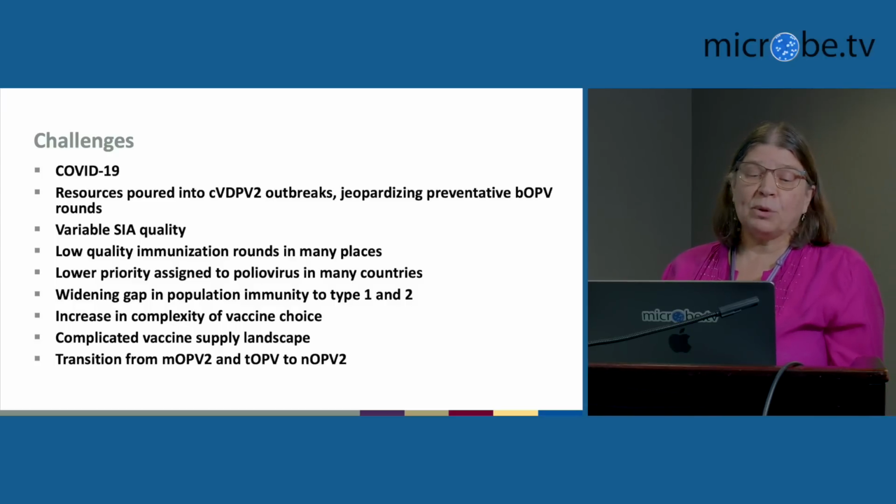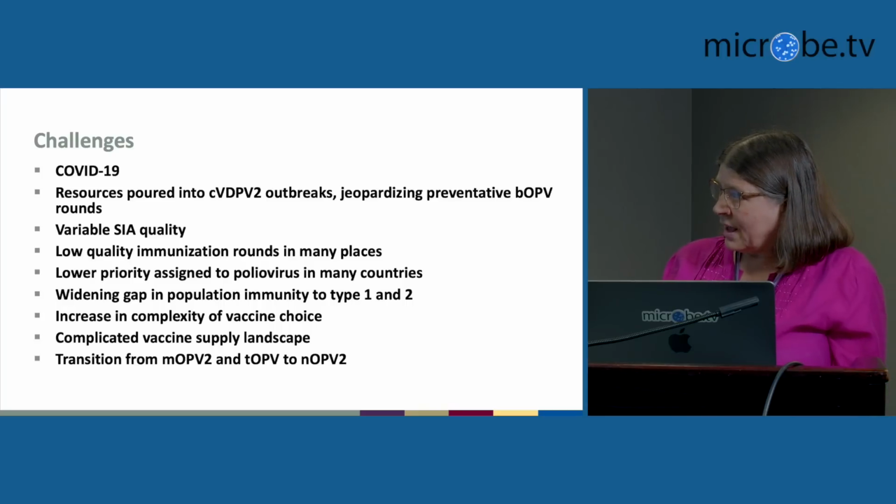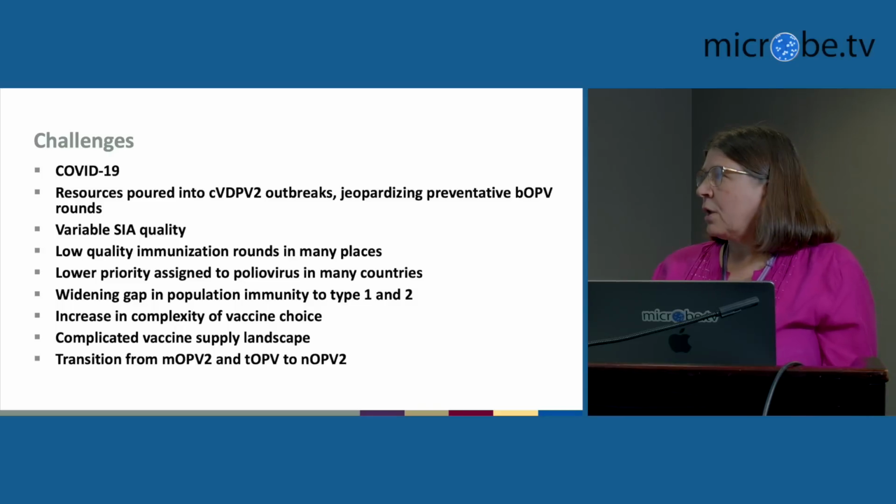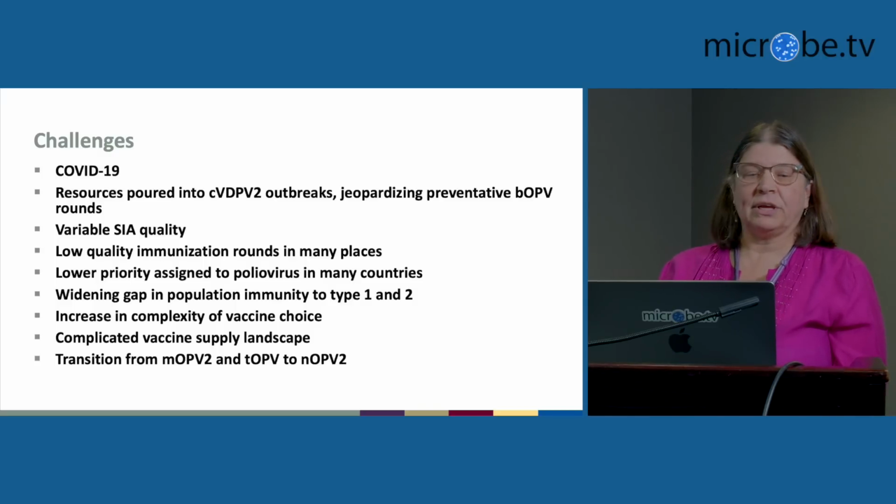Definitely widening gap in population immunity, especially to type 2 and type 1. And the complexity of vaccine choice just increases over time. There's a complicated vaccine supply landscape, and transition from mOPV and tOPV to nOPV2 has also complicated the situation.